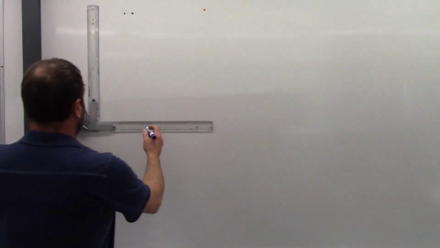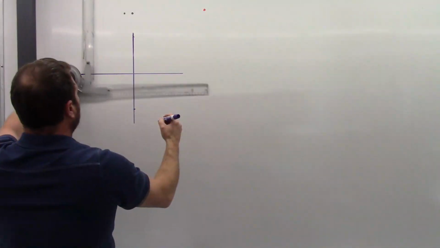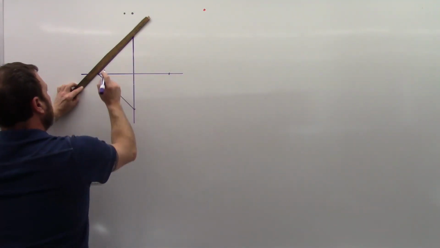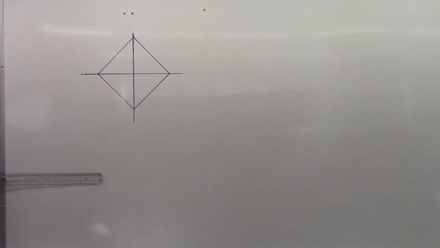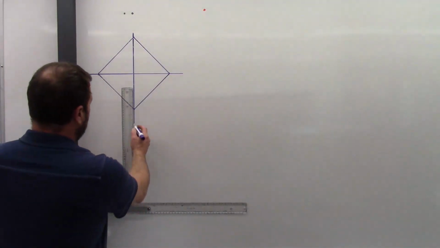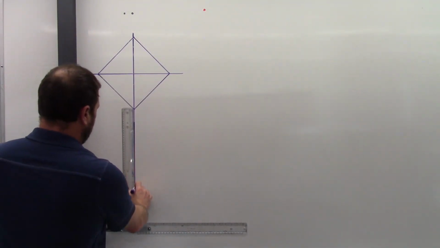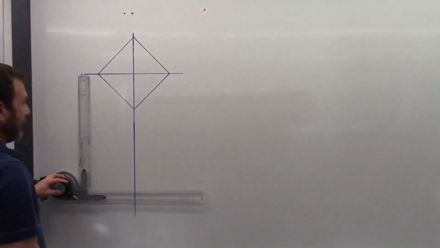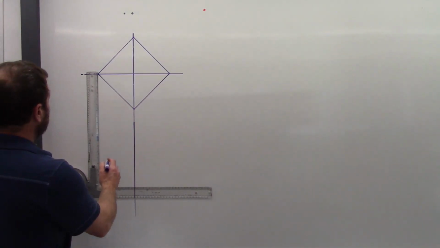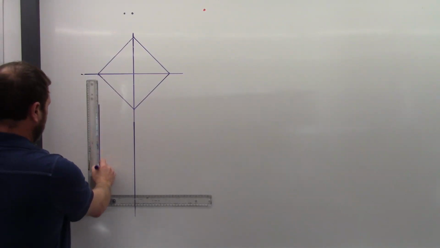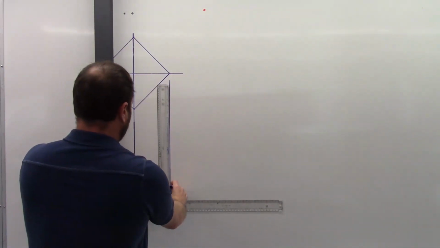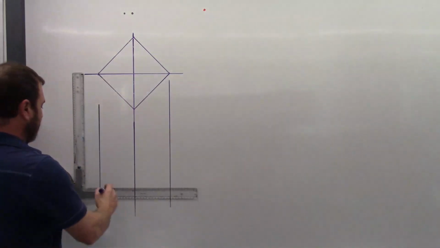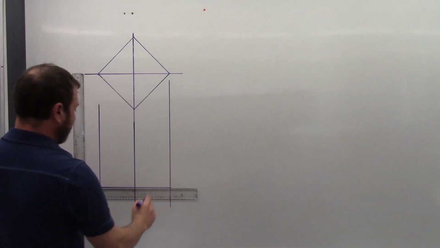Okay, so let's draw up our plan view. Okay, so there's our plan view. And it's important on a pyramid to include a plan view to make sure that we're getting our slant height in the correct position. Now, what I'm going to do, and what you see me doing here, is projecting my plan view down to my front view or elevation view.